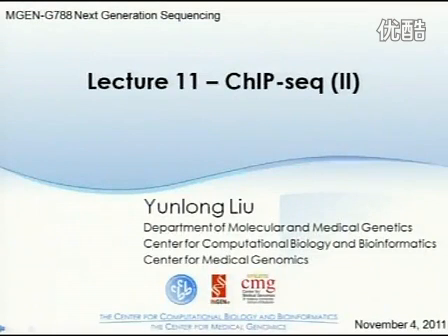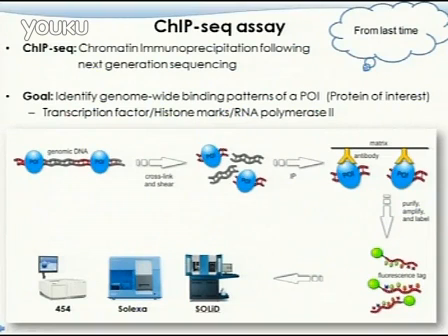Okay, so today is the second lecture about ChIP-seq, and next time we'll be talking about epigenetic regulation, which is also a ChIP-seq type of analysis. A little overview of what we talked about last time: ChIP-seq stands for chromatin immunoprecipitation followed by next generation sequencing. The goal here is to identify genome-wide binding patterns of a protein of interest. That protein can be a transcription factor, a histone mark, or RNA polymerase.